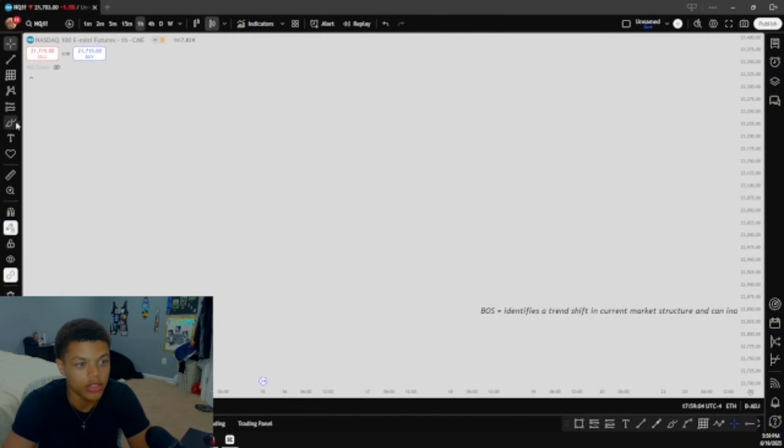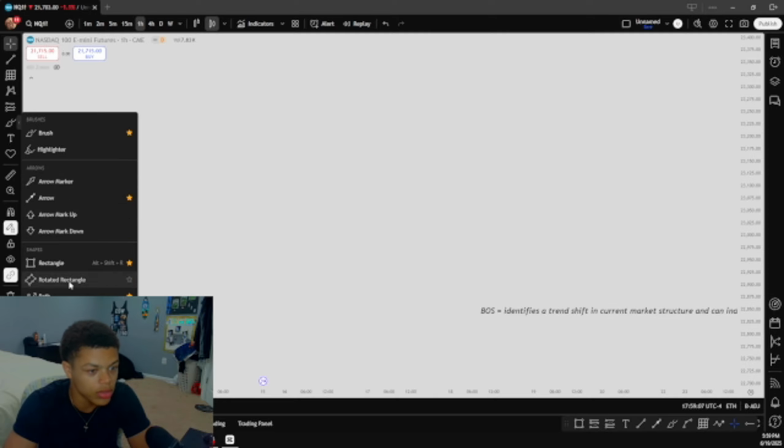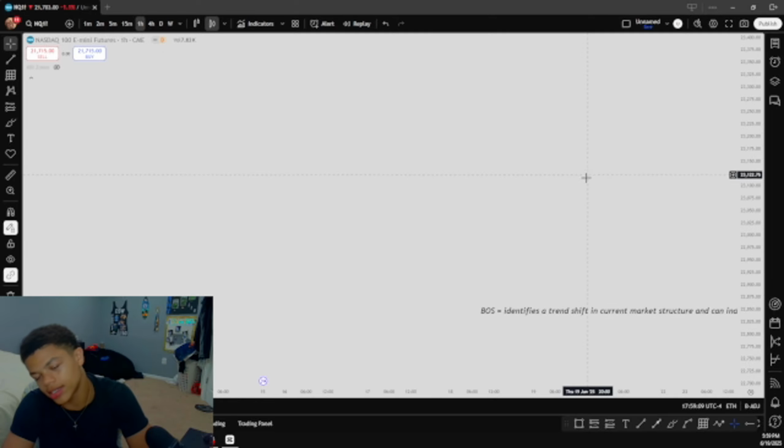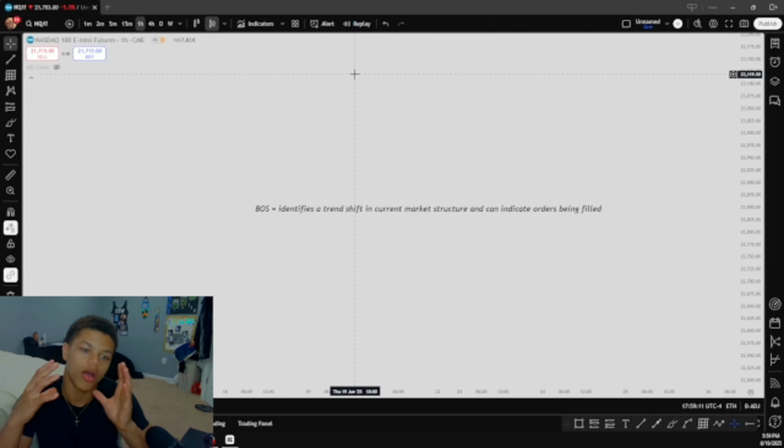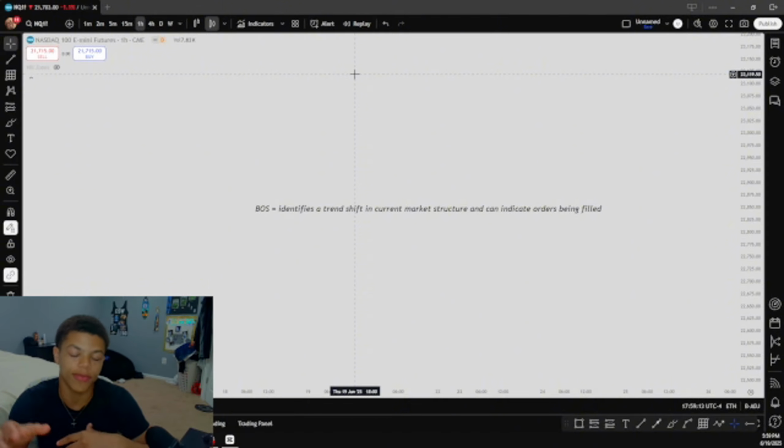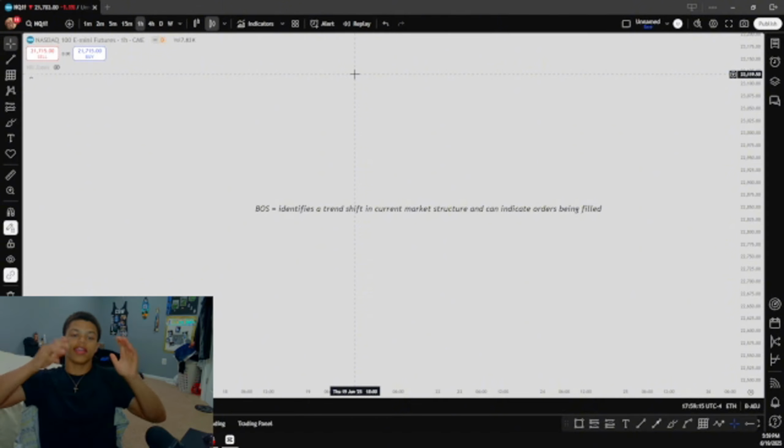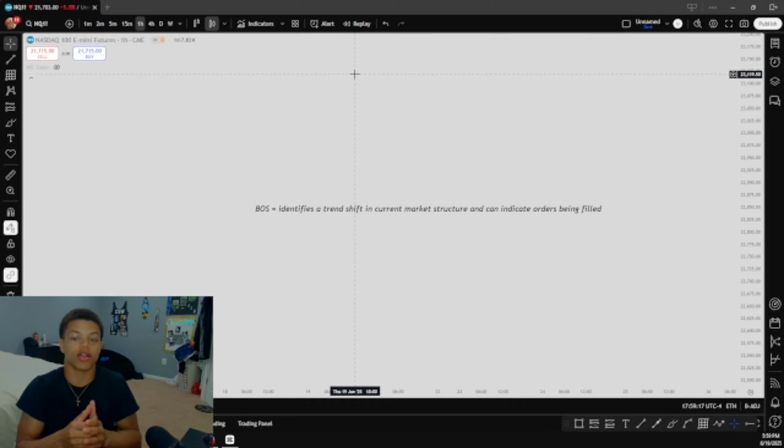All right. So first, let's draw out. Actually, you gotta know what a break of structure is before we get into it. A break of structure identifies a trend shift in the current market structure and can indicate orders being filled. What the hell does that mean?